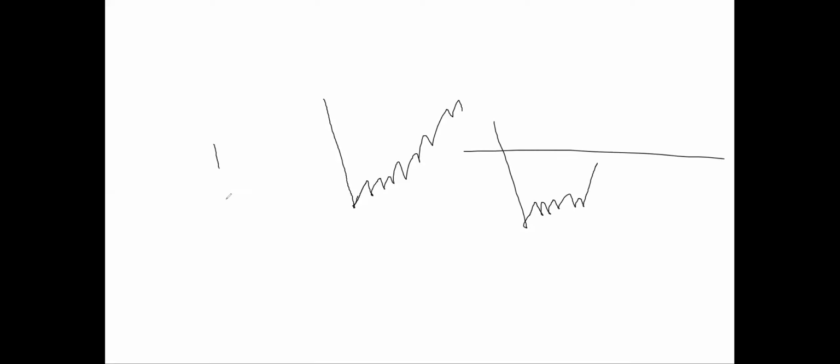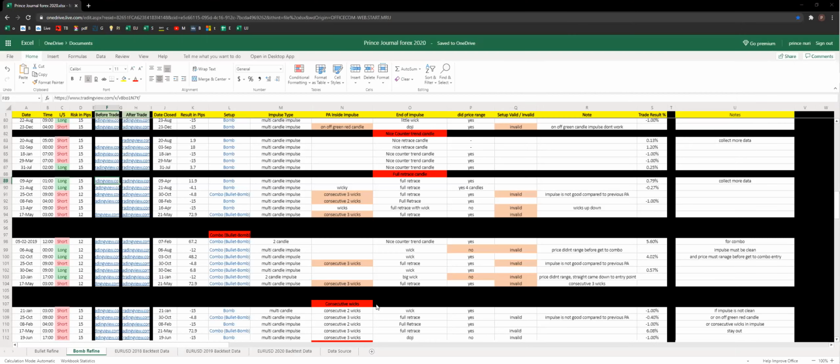For example, if the impulse is really big, oh sorry guys for my drawing, let me do a clean drawing. Okay, so here we got impulse first, then here I would like to range before I get in a combo setup. Let me share back. Yeah, so for combo entry, price must range. If price gets back straight to the entry point, then it is not a valid trade.